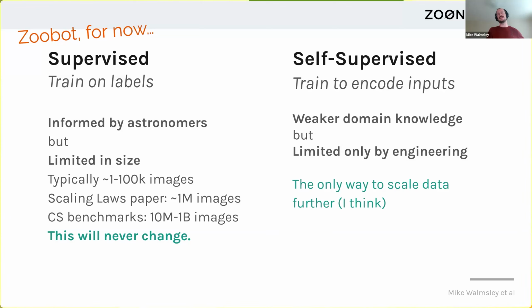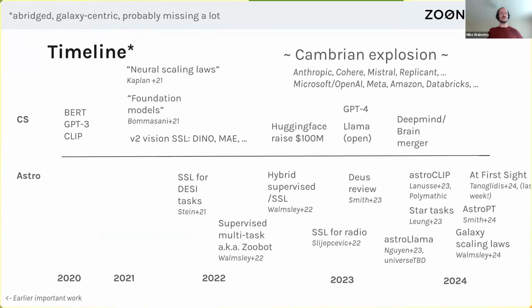But the catch is, it's not so easy to express what it is you want to find. So the explorations for this in astronomy, I'll just kind of walk through.